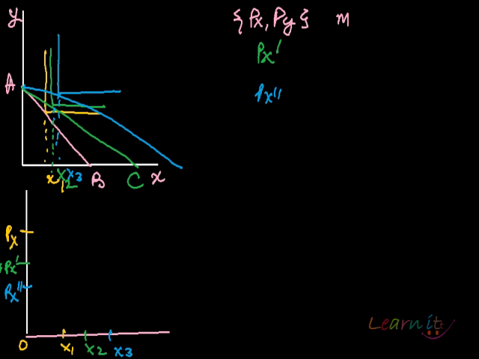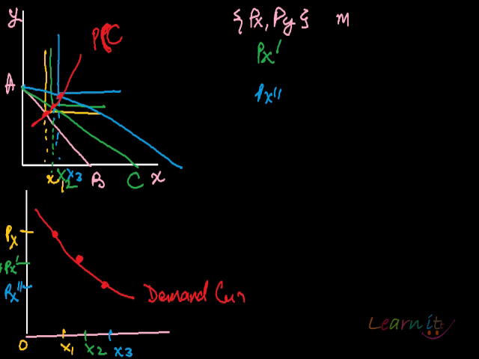So if you connect these points, this point, this point, this point, what you're going to get is the price offer curve, or PCC, your price consumption curve, okay. And at price Px, X1 is the amount of consumption, at price Px dash, X2 is the amount of consumption, at price Px double dash, X3 is the amount of consumption, and you can join them to get the demand curve, okay.